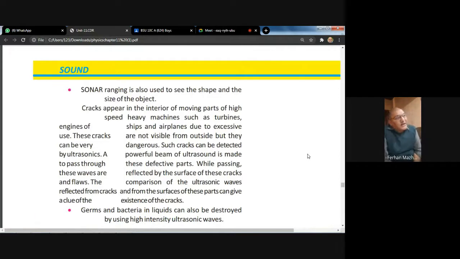Cracks appear in the interior of moving parts of high speed heavy machines such as turbines, engines, ships and aeroplanes due to excessive use. These cracks are not visible from outside, but they can be very dangerous. Such cracks can be detected by ultrasonic waves.